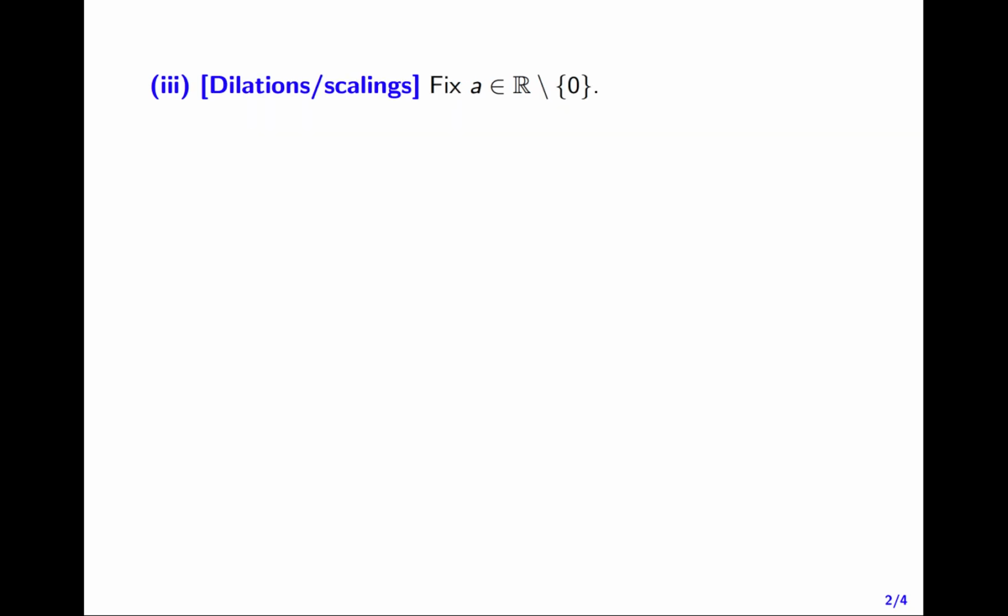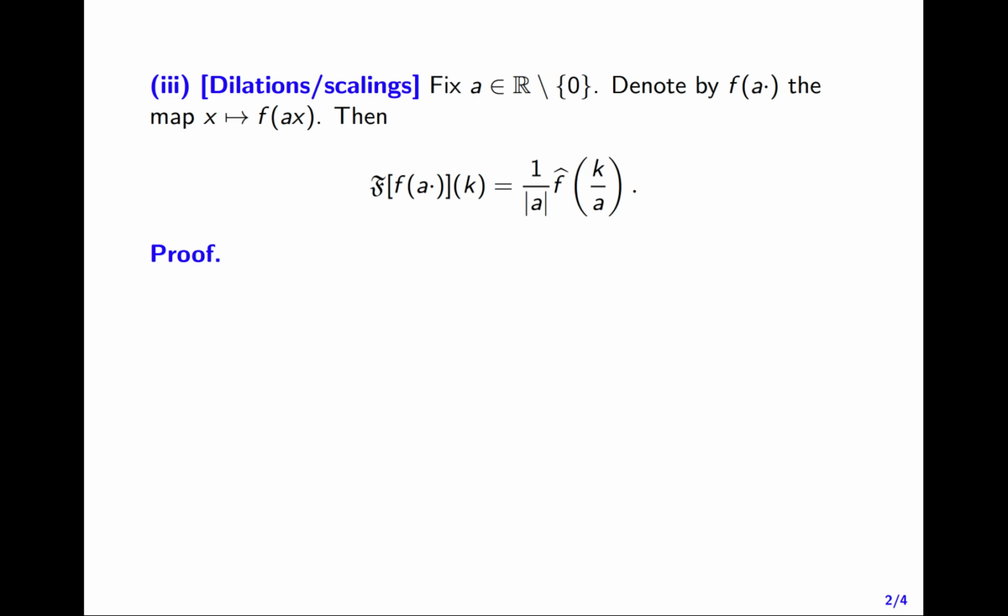Another thing you can do with a function that surely you did in your happy calculus and pre-calculus days is to dilate or scale it on the inside. And by that I mean you fix a number a in the reals, and we'll take a to be non-zero because otherwise this would be trivial and useless. And we'll denote by f of a dot the map that sends x to f of a times x. So I've scaled f on the inside by this number a.